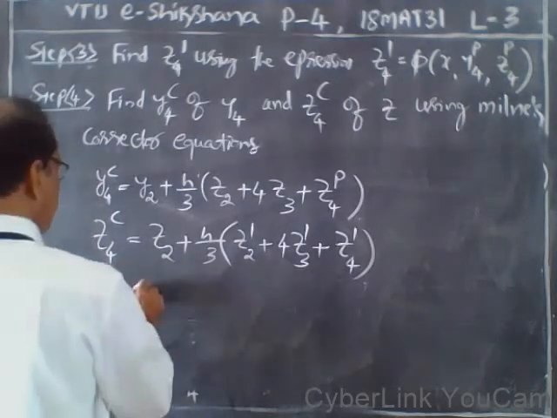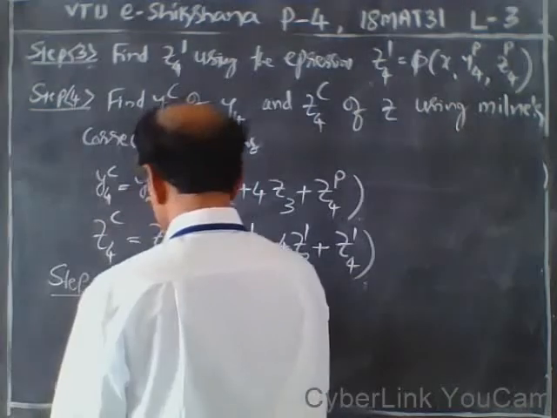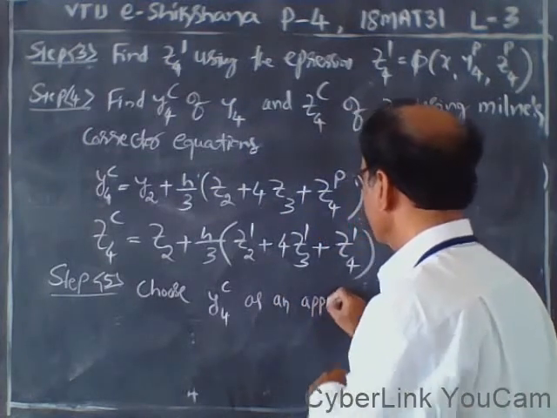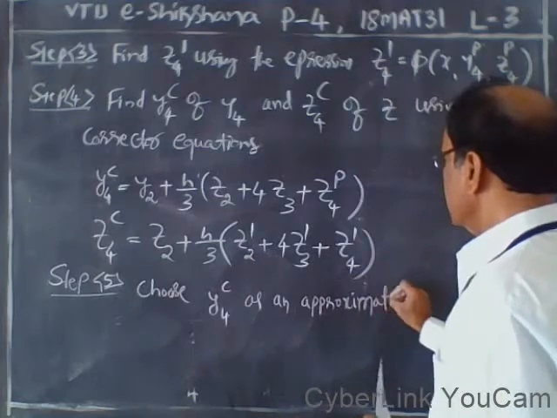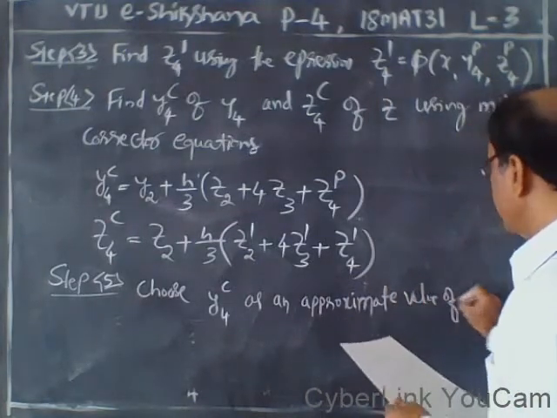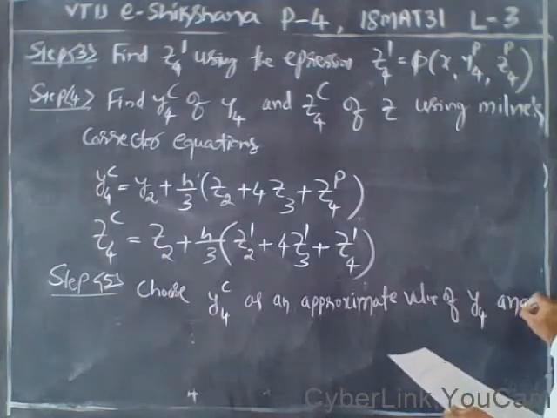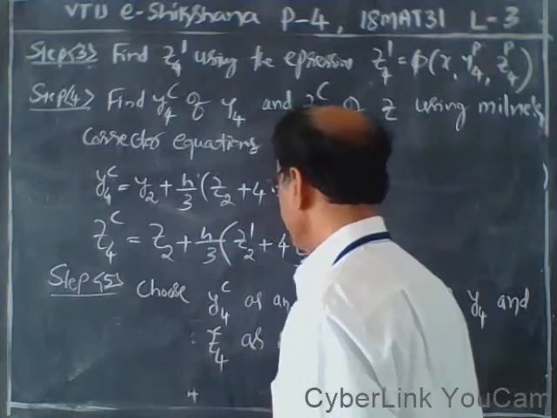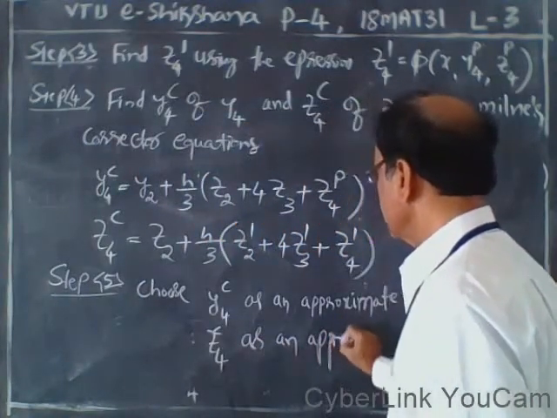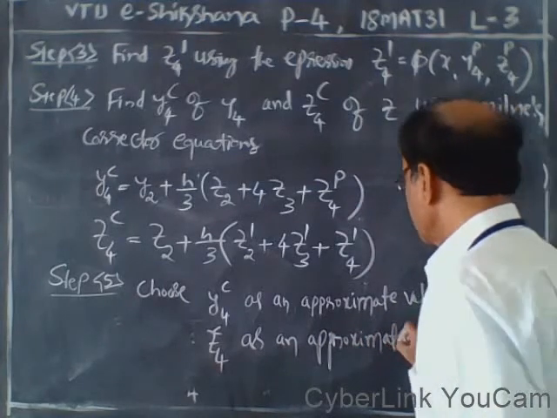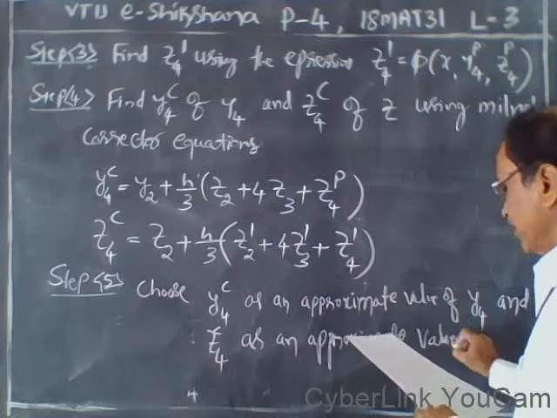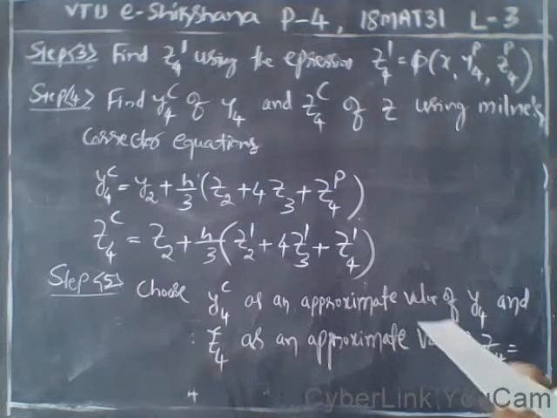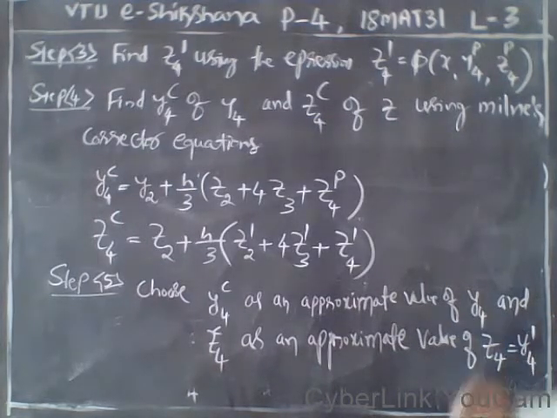In this step 5, choose y4c as an approximate value of y4 and z4c as an approximate value of z4, that is equal to y4 dash. Like this, we can consider.